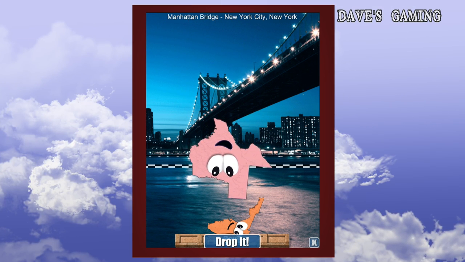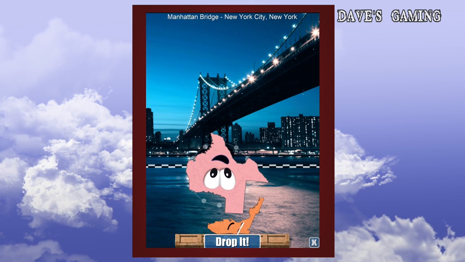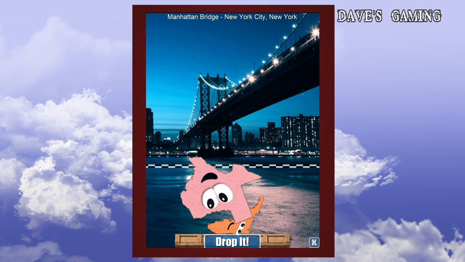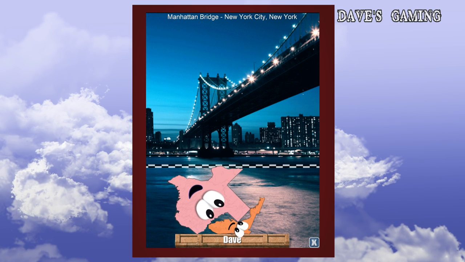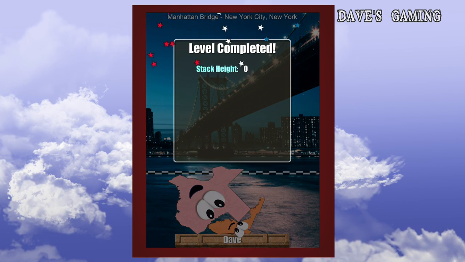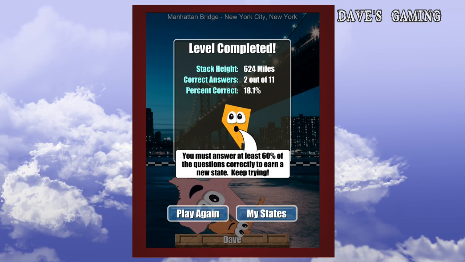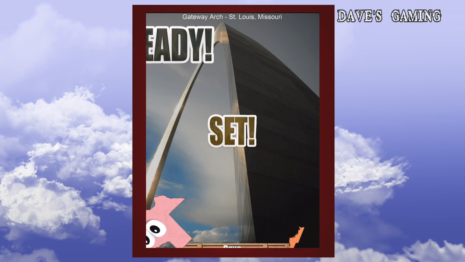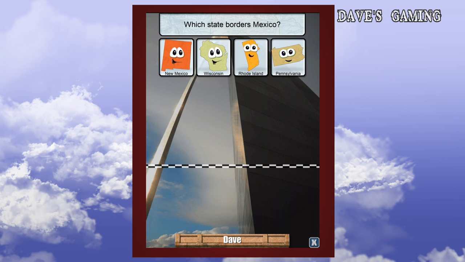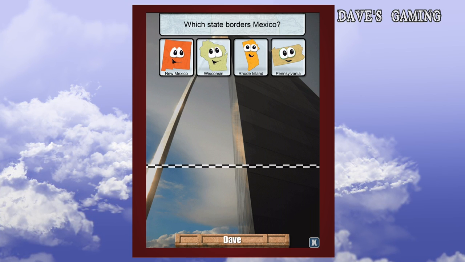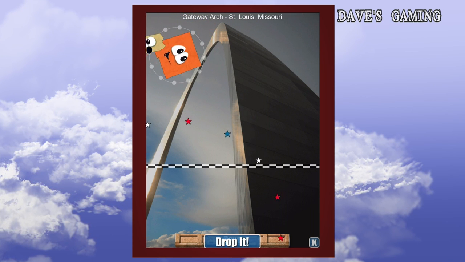Texas is the biggest state in the United States. And a quarter of the states used to belong to Mexico. Like South Texas. Yes. I didn't do too good. 18% only. 2 out of 11. Oh my god, that was terrible. Ready, set, go! Which state borders Mexico? New Mexico. I would say New Mexico, of course. Come on. New Mexico, yes.